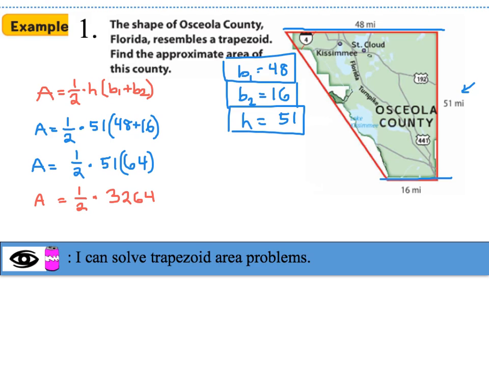If I multiply that by 1/2, the area of this county in Florida is 1,632 miles squared. That would be the answer for this question. If there was a grid in this picture, you would be able to count 1,632 little squares.